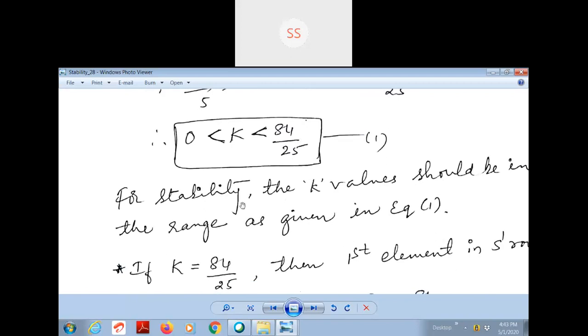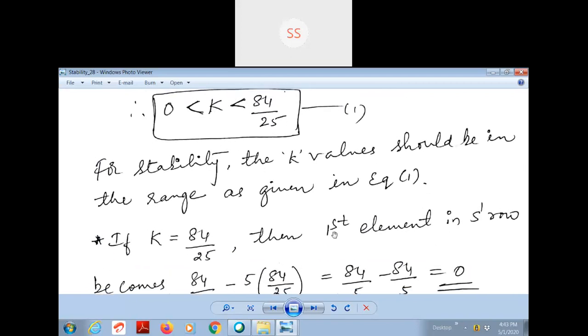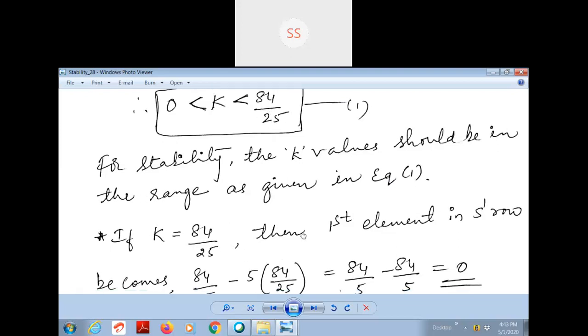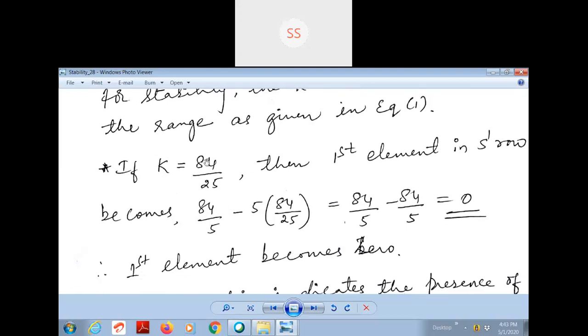So for stability, once we decide this range, we have some more conditions to check. For stability, the k values should be in the range as shown in equation 1. So k is less than 84 by 25. What happens if k is exactly equal to 84 by 25? Then the first element in the s power 1 row becomes 0.